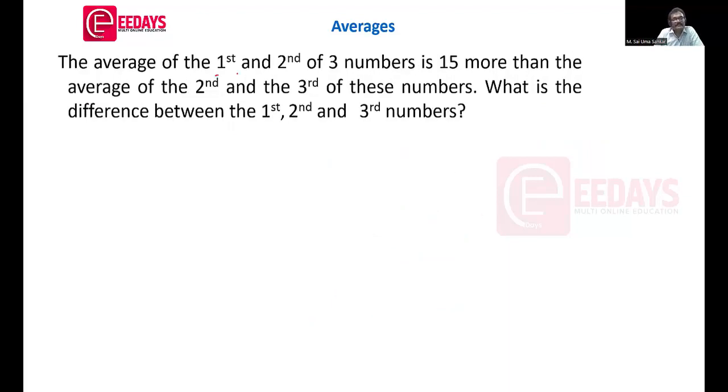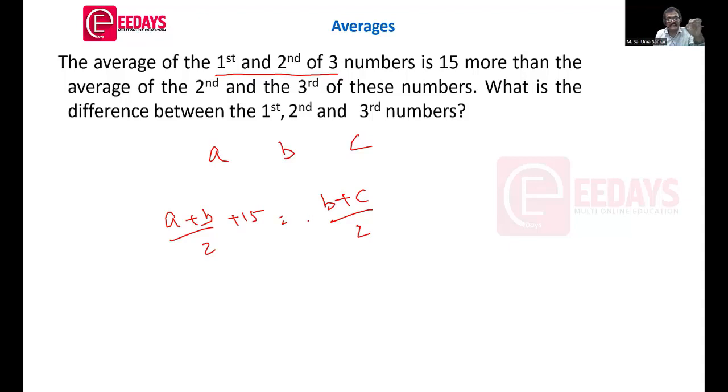The average of first, second of 3 numbers. Let us take A, B and C. The average of first and second is A plus B by 2. Next, the average of second and third number is B plus C by 2. Now what is the relation? The average of first and second of 3 numbers is 15 more than the average of second and third of these numbers. What is the difference between first and third numbers?